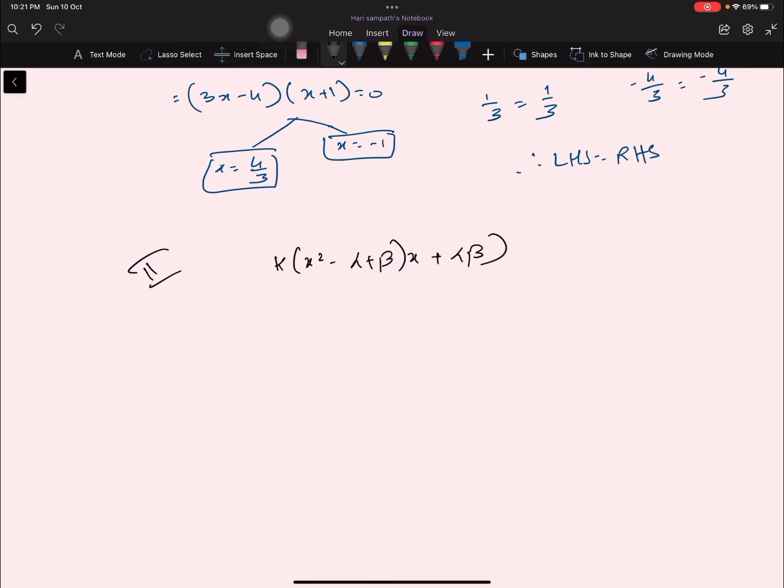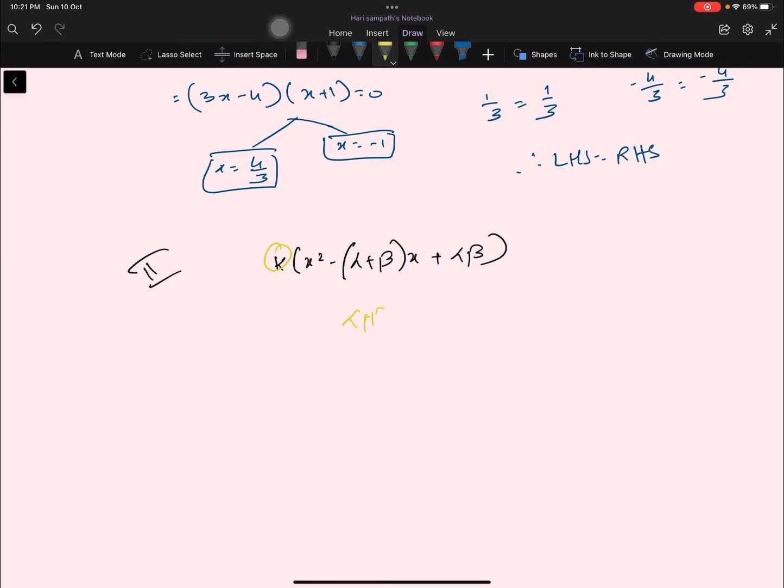What we are going to be needing for the second Roman entirely is this formula. So in the second Roman, what they are going to give you is alpha plus beta and alpha beta. So the sum of zeros and the product of zeros. We are going to be using this formula, and this k can be anything.